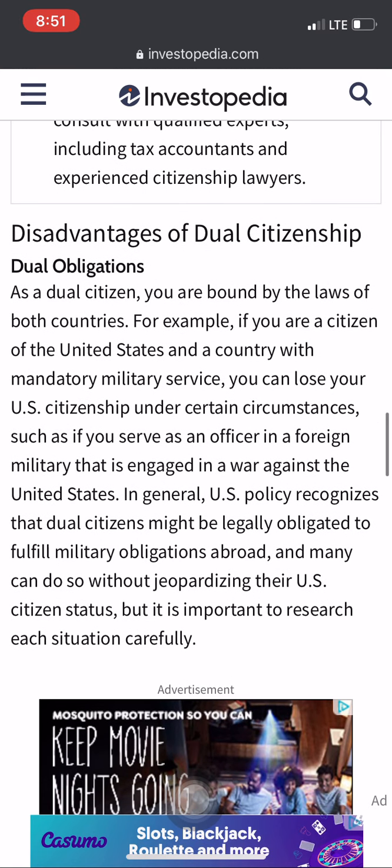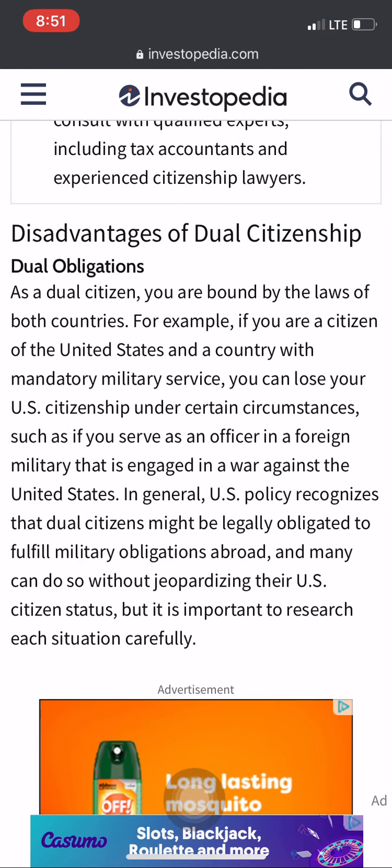Dual obligations. As a dual citizen, you are bound by the laws of both countries. For example, if you are a citizen of the US and a country with mandatory military service, you can lose your US citizenship under certain circumstances, such as if you serve as an officer in a foreign military that is engaged in the war against the US.